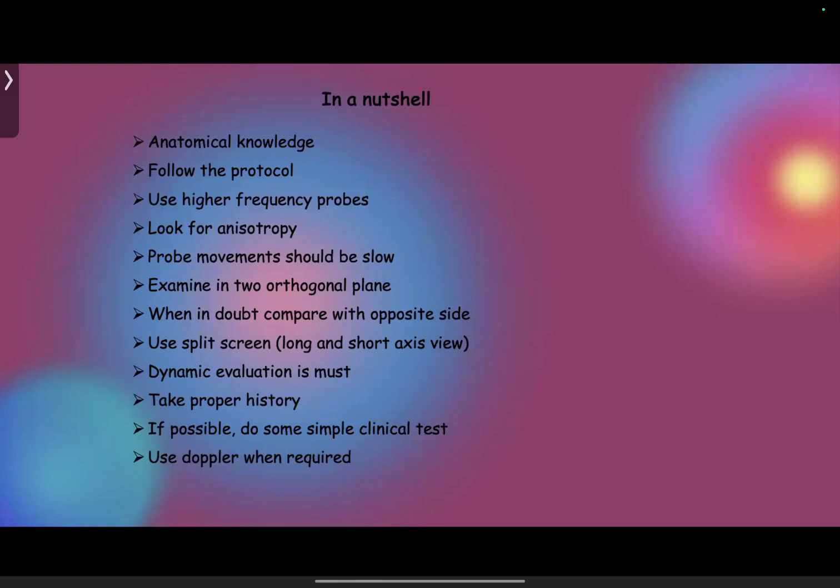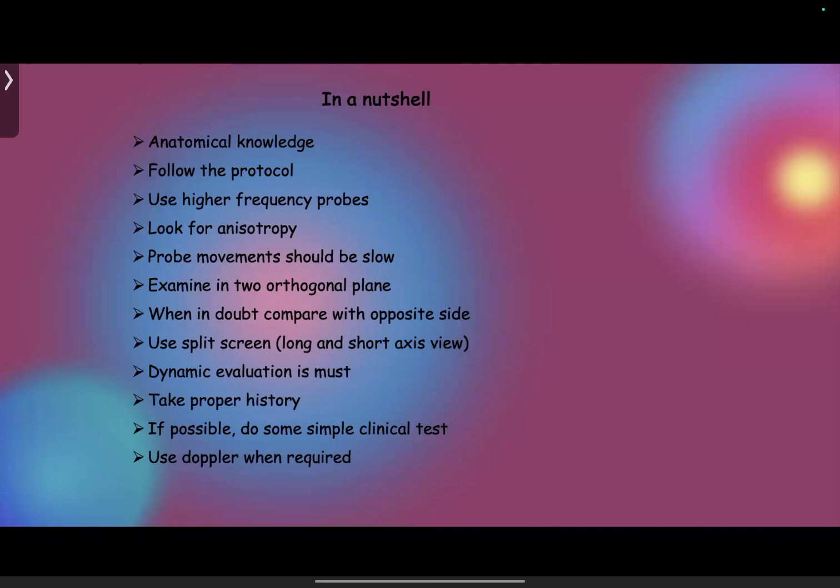Dynamic evaluation is very important in musculoskeletal ultrasound. That is the main advantage over the other cross-sectional imaging: the dynamic evaluation. Always remember, whatever USG of an MSK you are doing, do a dynamic evaluation. And what I think is very important is to take a proper history.